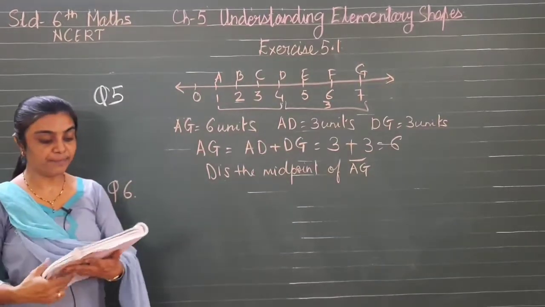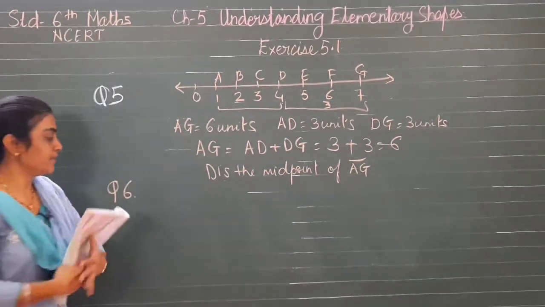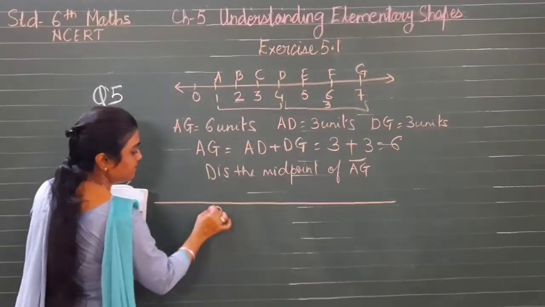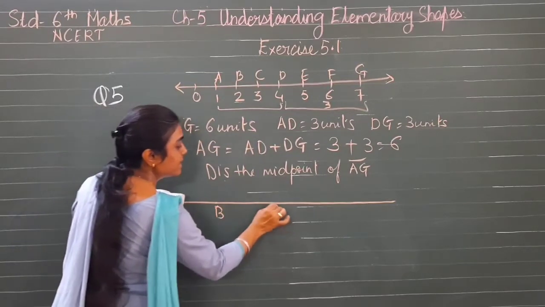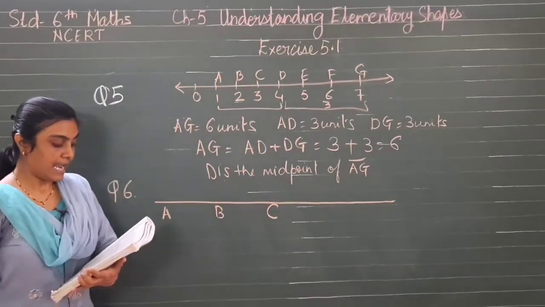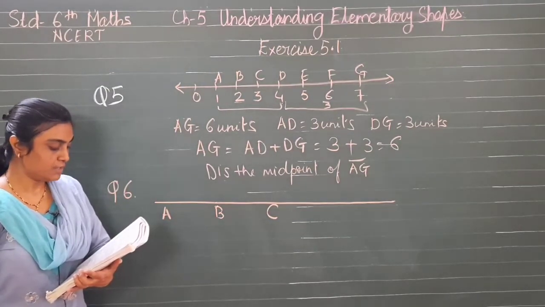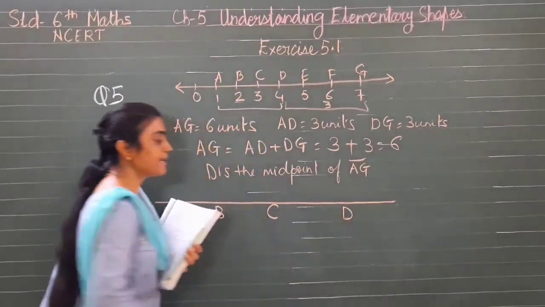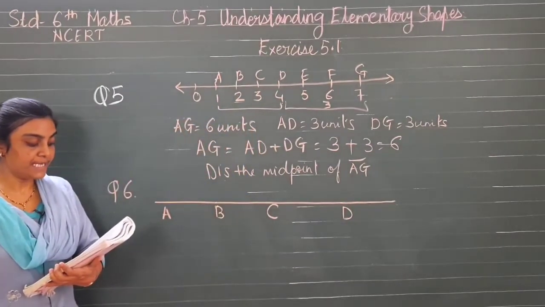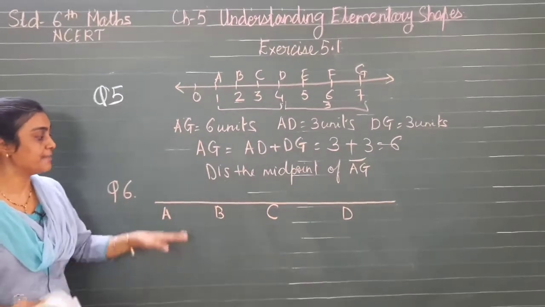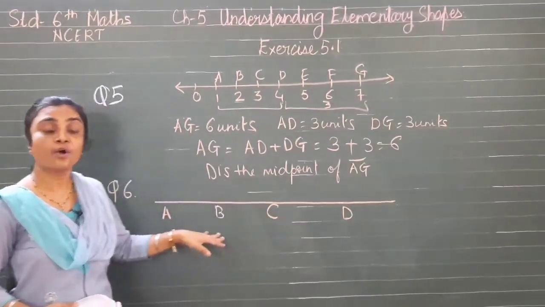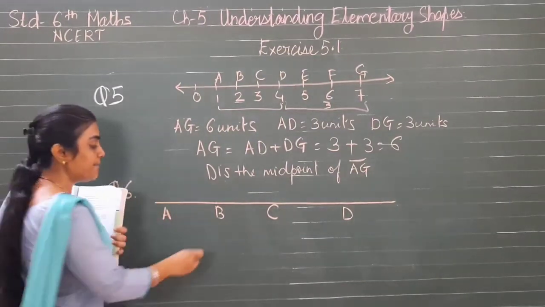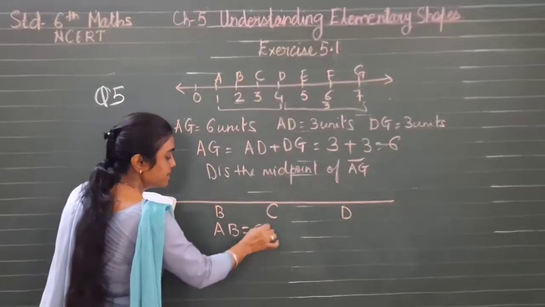If B is the midpoint of line segment AC, and C is the midpoint of line segment BD, where A, B, C and D lie on a straight line. That means A, B, C and D are collinear, they lie on the same line. We have to prove that AB is equal to CD.